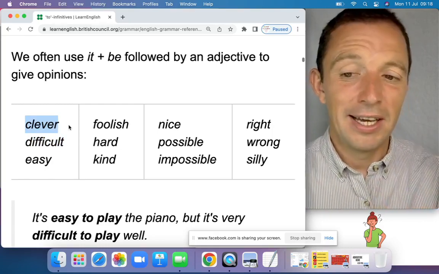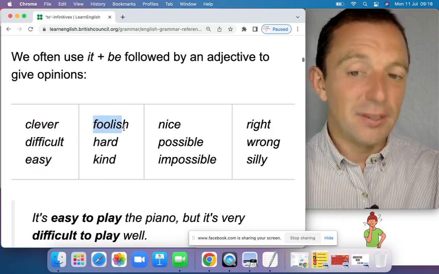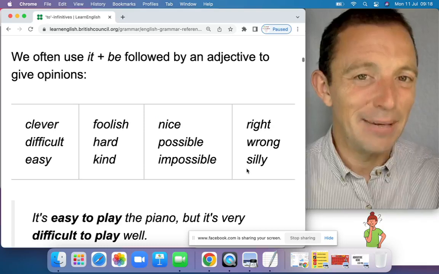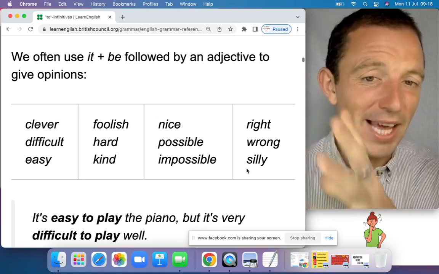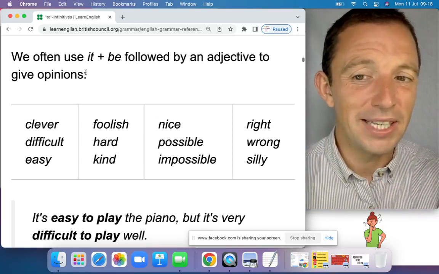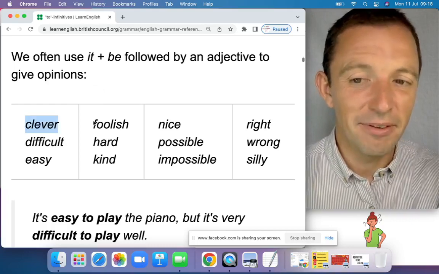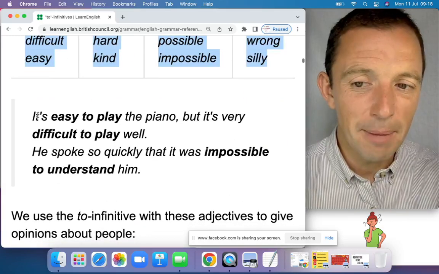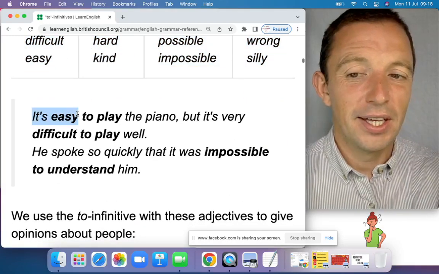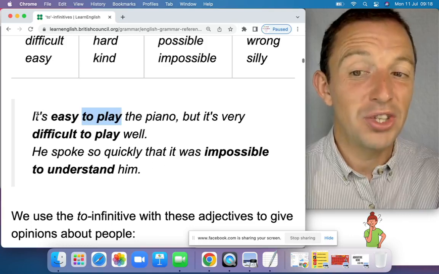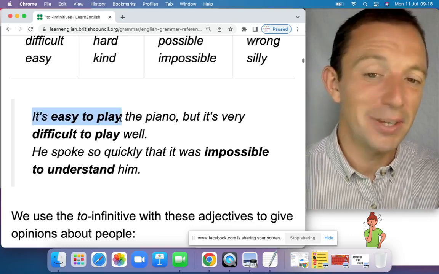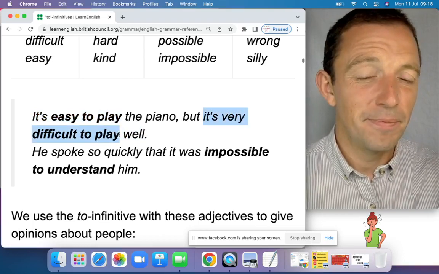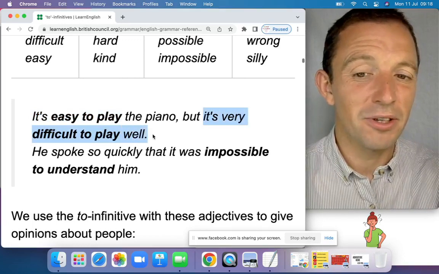It's my opinion. It is easy, it is foolish, it is hard, it is kind, it is nice, possible, impossible, right, wrong, and silly, plus the infinitive, all express and give your opinion. Okay, they signify you giving your opinion using these structures. For example, it is easy to play the piano. That's your opinion. You're giving your opinion. It is easy to play the piano, but it's very difficult. Plus the infinitive, you're giving your opinion. It's very difficult to play well.